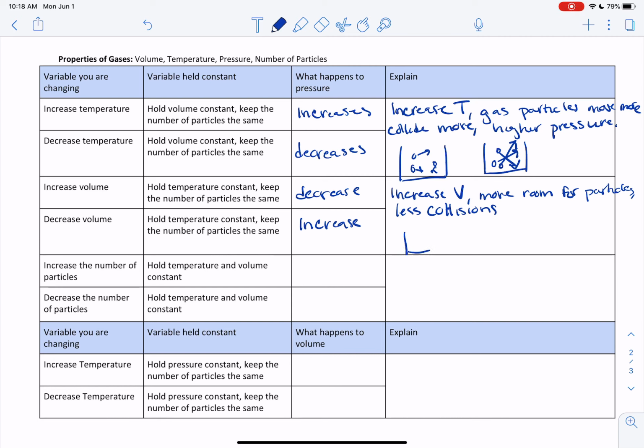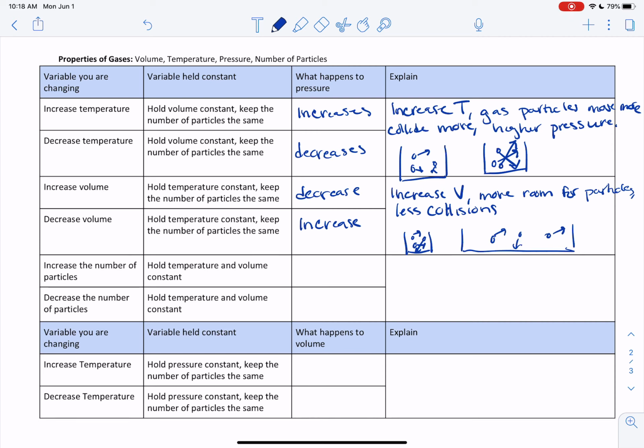Okay, so if you have a little tiny container, then these particles are more likely to bump into each other and to the sides of the container. If you have a big container, they're less likely to bump into each other and to the sides of the container, right? That's like if your hallway was wider, you're less likely to collide into other students than if your hallway was narrower, okay? So increasing volume decreases the pressure.